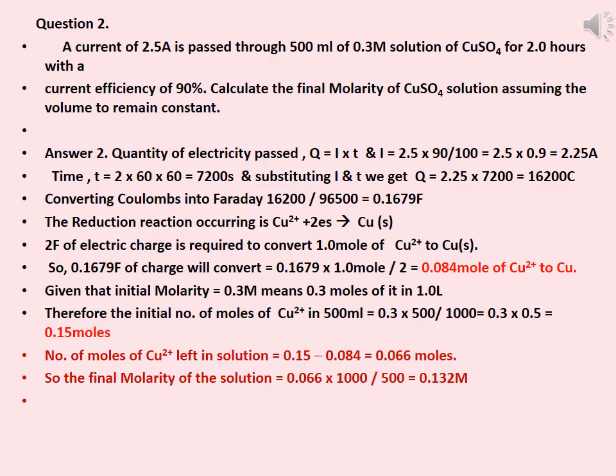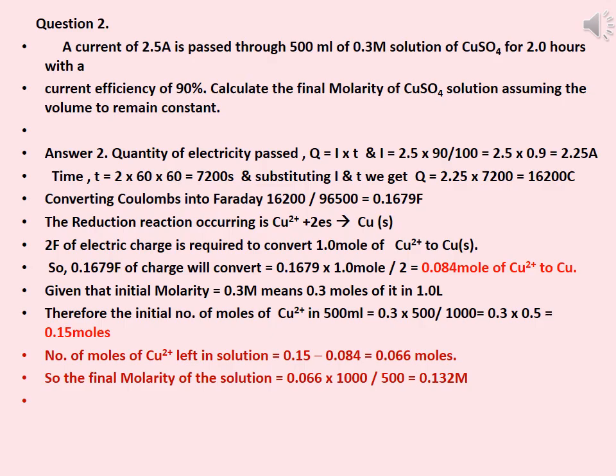We know that 96,500 coulombs is equal to 1 Faraday. Therefore, 16,200 coulombs would be equal to 16,200 divided by 96,500 into 1, which is 0.1679 Faraday. Now coming to the reduction reaction occurring in the electrolytic cell, it is cupric ions Cu2 plus taking up 2 electrons and getting reduced to copper metal.